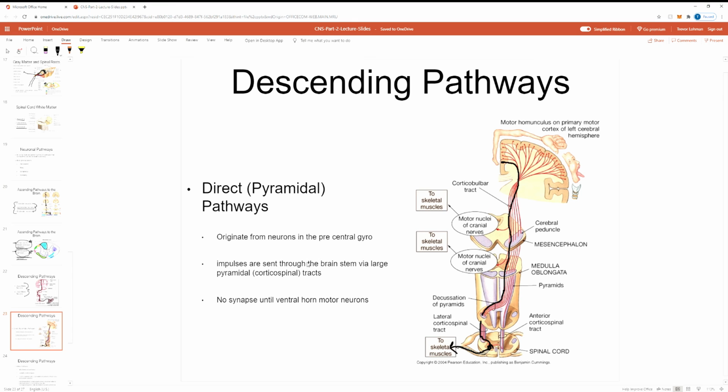Okay, so know where the cell bodies are. Upper motor neurons in the primary motor cortex, lower motor neurons in the ventral horn. Know where the pathway decussates. The corticospinal tract decussates at the decussation of the pyramids in the medulla oblongata. And know the cell body of the lower motor neuron is in the anterior horn. The axon of the lower motor neuron goes out the ventral root, out the spinal nerve, to a muscle.